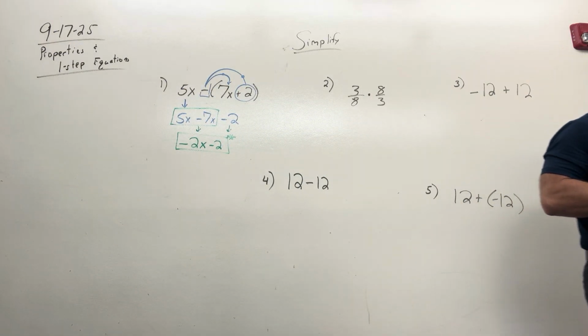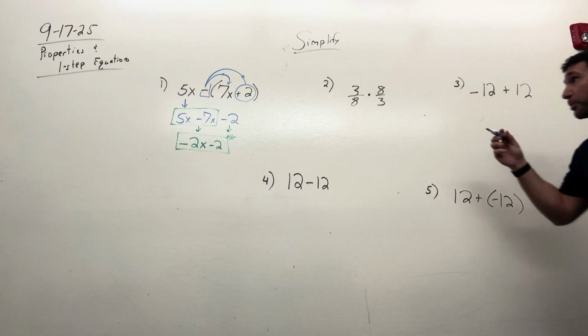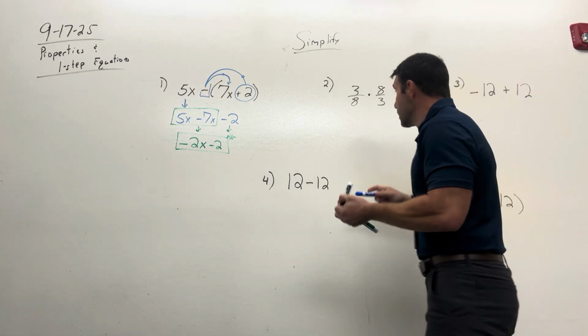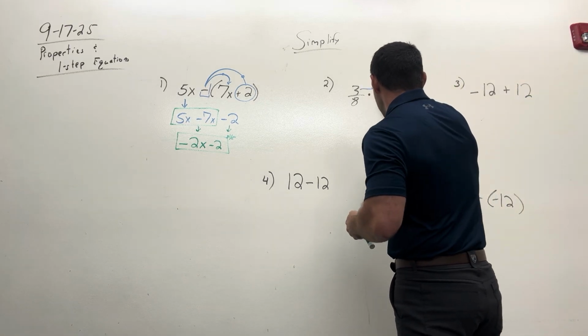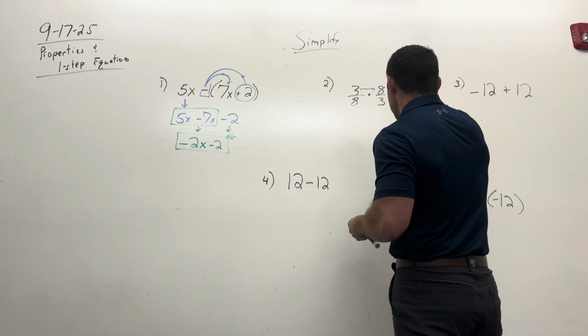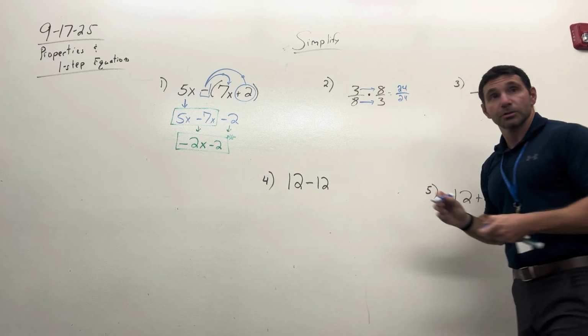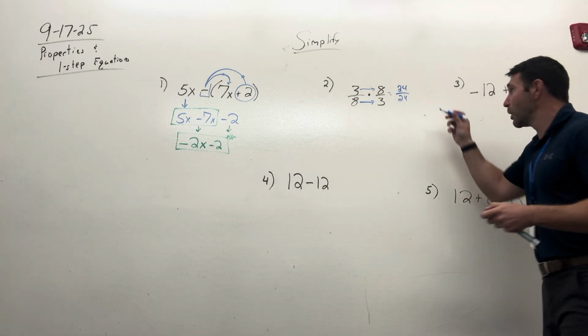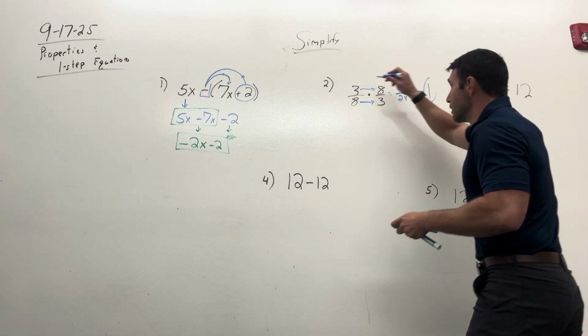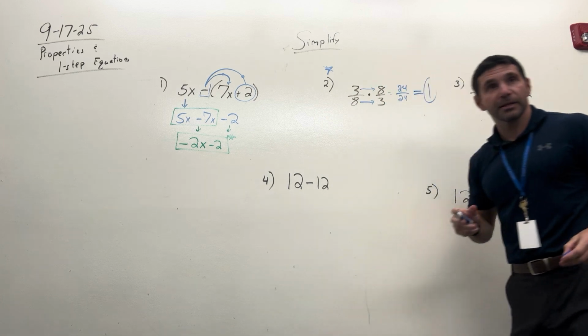This goes back to one of our very first lessons. When we're multiplying fractions, we multiply across. So I multiply. 3 times 8 is 24. I multiply my denominators. 8 times 3 is 24. 24 divided by 24 is 1. Okay. I'm going to put a star next to that because we're going to be coming back to that. Okay.